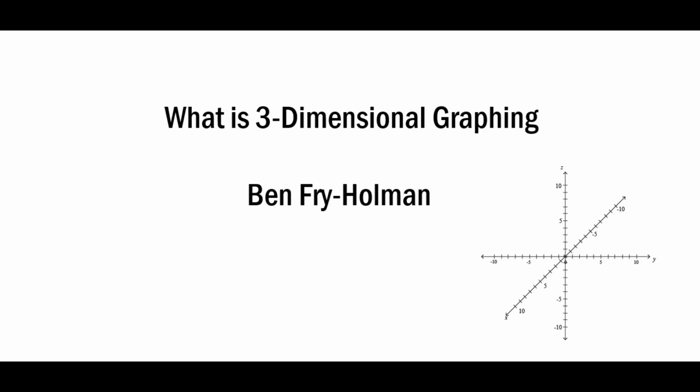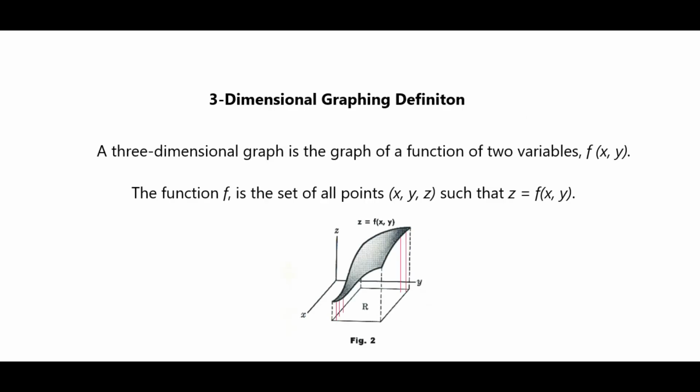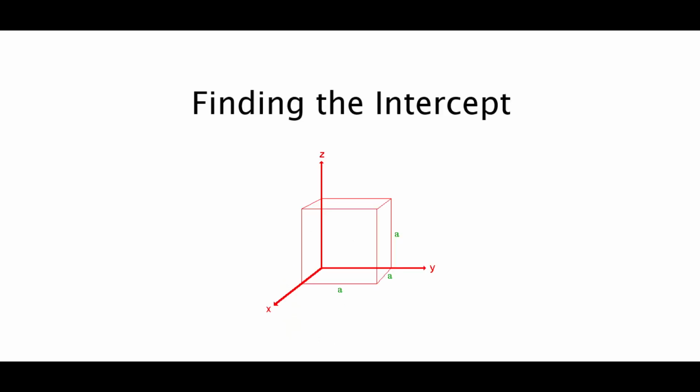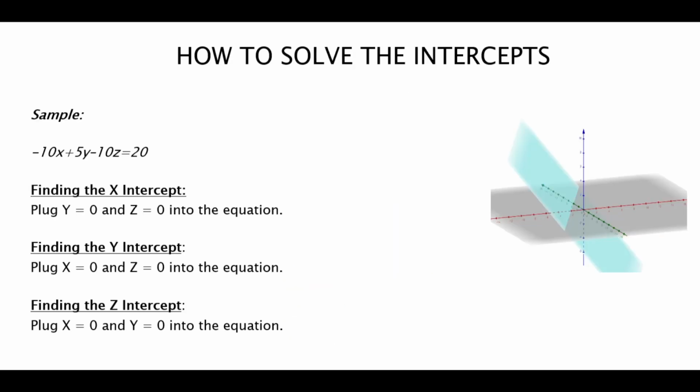What is three-dimensional graphing? A three-dimensional graph is the graph of a function of two variables, f of x and y, where f is set to all points x, y, z, so that z is equal to f of x and y. Finding the intercepts.